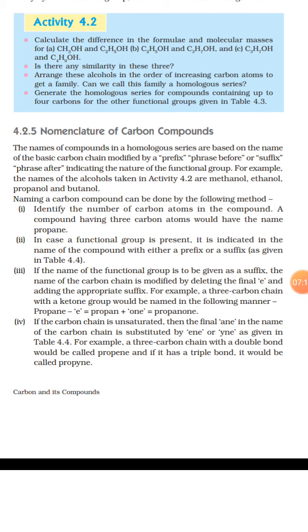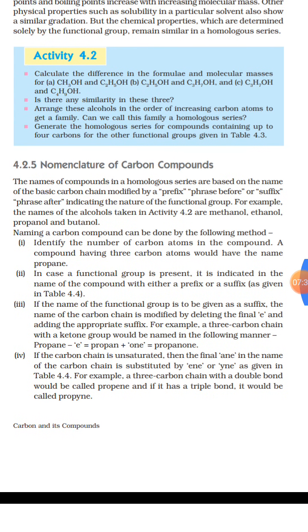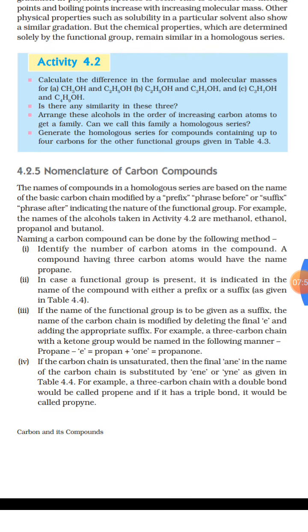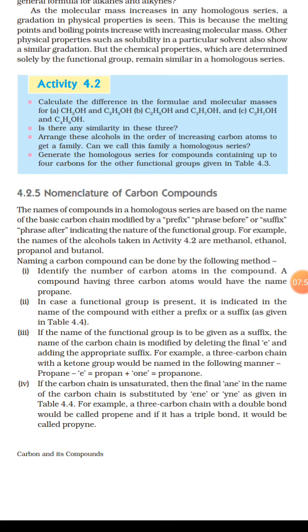For example, in the first point, CH3OH and C2H5OH, obviously C2H5OH has greater mass than CH3OH. What is asked in the question? Calculate the difference in the formula and molecular masses. What is the difference, students? The difference between CH3OH and C2H5OH is only CH2. In B, C2H5OH and C3H7OH, only CH2 is the difference. In C3H7OH and C4H9OH, only CH2 is the difference. So the difference in formula is only CH2, and so it makes a homologous series of these compounds.